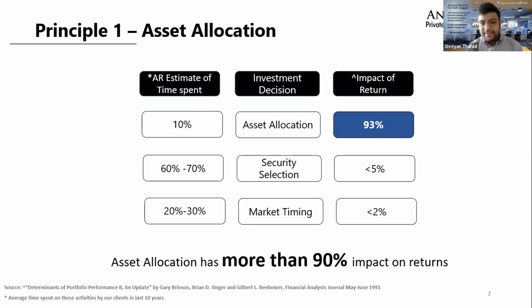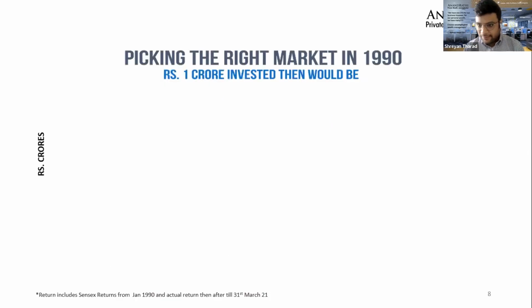So if asset allocation has 93% influence on my returns, we should spend a lot of time on that. And we end up spending only 10% of our time on it, which works very well for us because we've done our back testing. We've seen what can create returns in the future. And what are those asset classes? Let's have a very quick look at it.